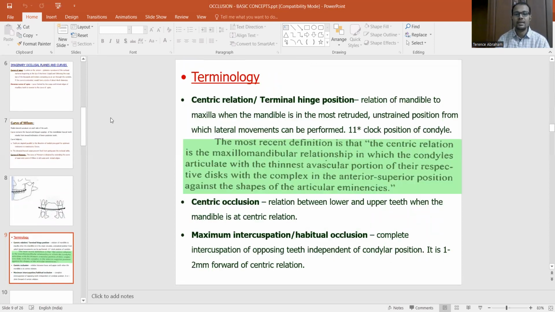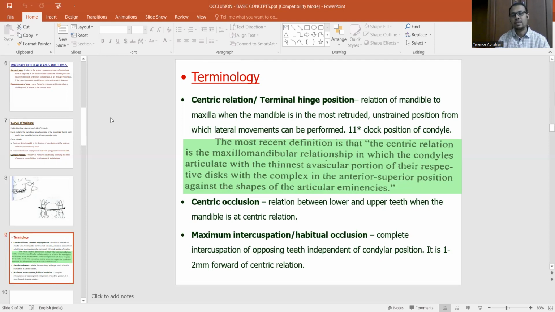What is centric relation or terminal hinge position? It is the relation of the mandible to the maxilla when the mandible is in the most retruded and unstrained position from which lateral movements can be performed. The definition of centric relation is a maxillomandibular relationship in which the condyles articulate in the thinnest avascular portion of their respective discs, that is the TMJ disc, with the condyle in the anterior superior position against the shape of the articular eminences.